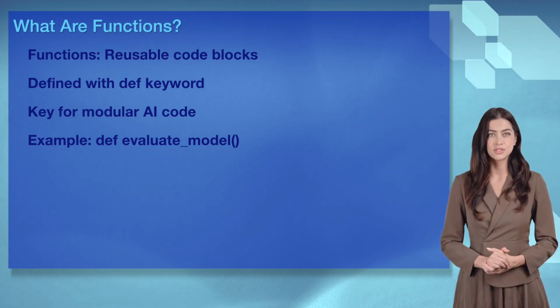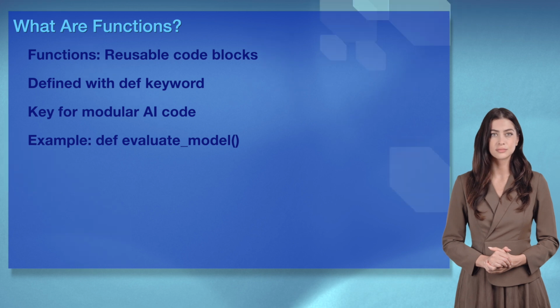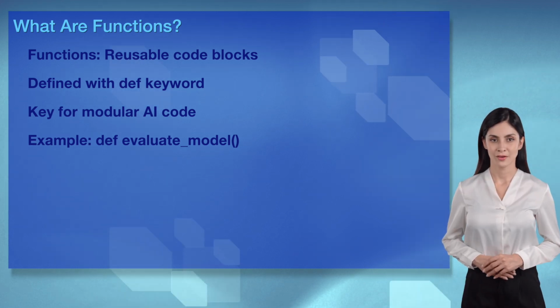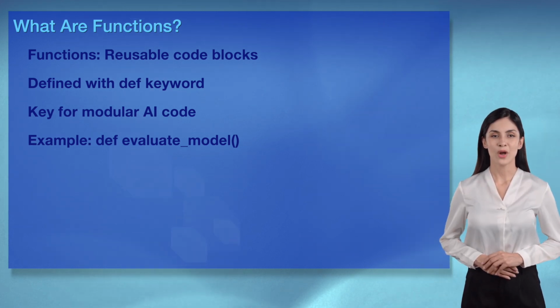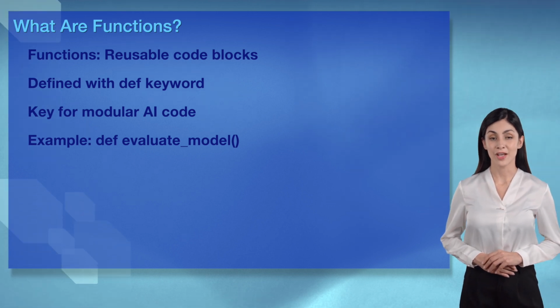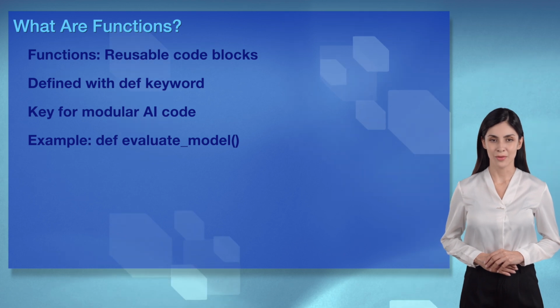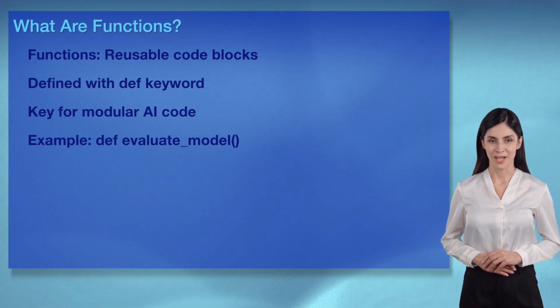Anastasia, how do functions make AI coding easier? Can you give an example? Great question, Olivia. Functions like def process_features(data) let you reuse data processing logic across AI projects without rewriting code. They save time and reduce errors, and we'll show you how in our demos.